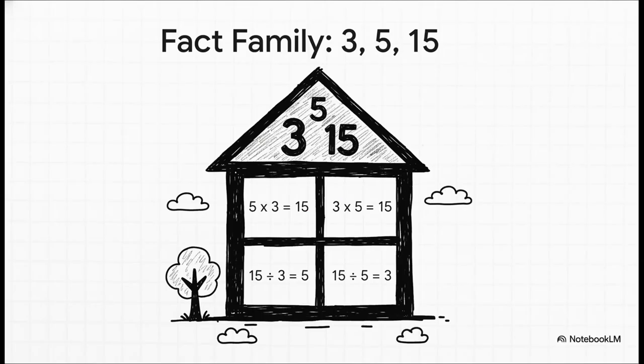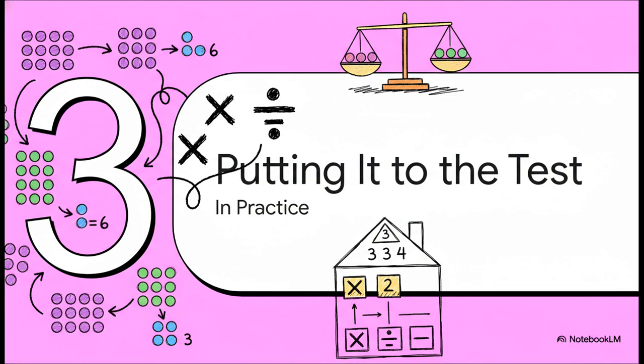And here's the whole family in action. With just those 3 numbers, 3, 5, and 15, you can build this whole set of 4 facts. You've got your 2 multiplication sentences and your 2 division sentences. The best part? If you know just one of them, you pretty much know all 4. All right, so that's the big idea. But you might be wondering, how does this actually help me solve problems? Well, let's put it to the test and find out.